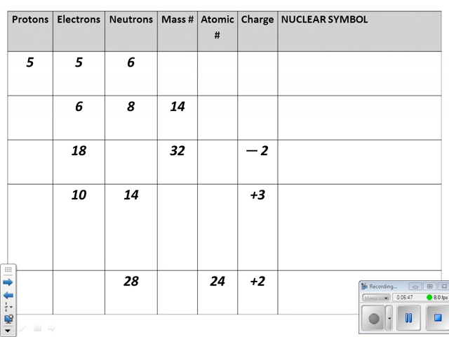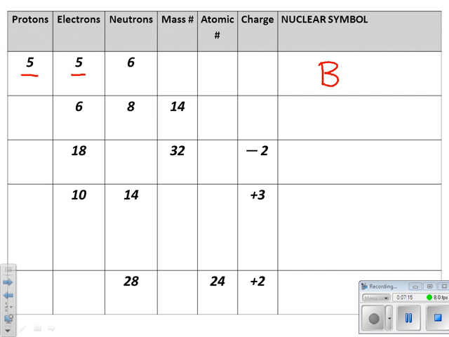Okay, so this first one here, key indicator you need to recognize is that we already have the number of protons. So you can go ahead and start by telling me what the element is. So for a proton number of 5, we look at our periodic table and we see that that is actually boron, okay, which is a B.